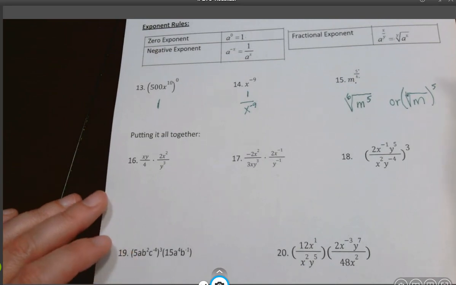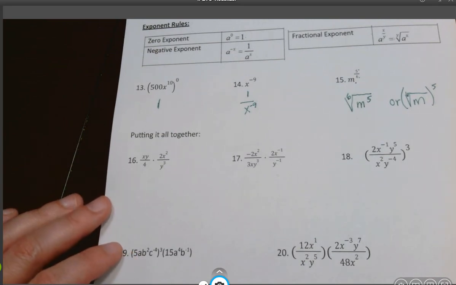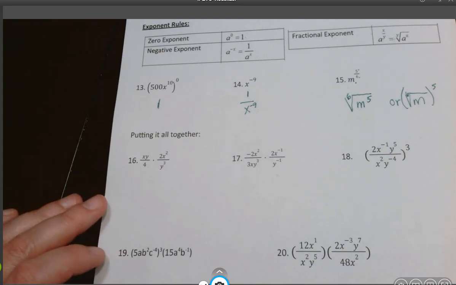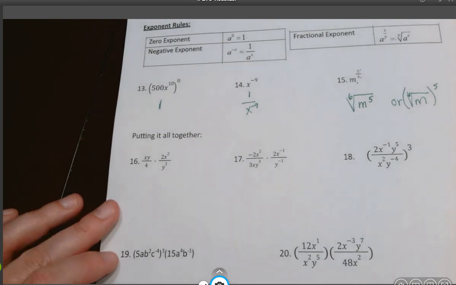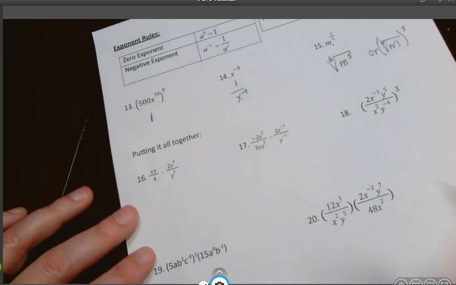All right, so I would like you to challenge yourself with some of these putting it all together problems. Pause the video and then come back and see. If you get stuck, you could listen to 1 or 2 of them and then go back and try some more on your own. Okay, so here we go.